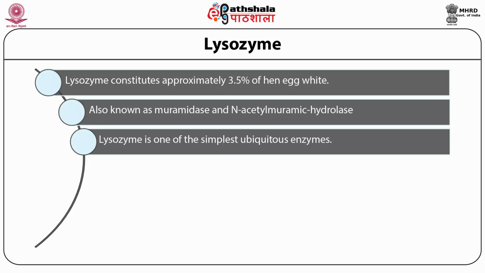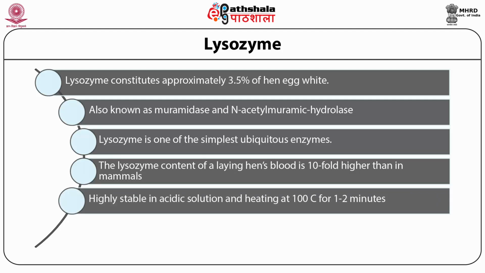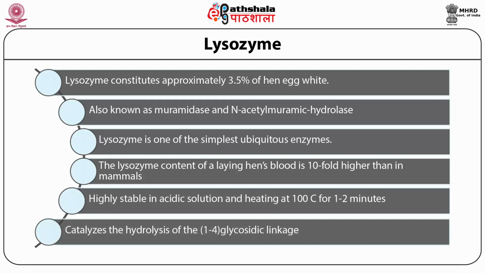Lysozyme is one of the simplest ubiquitous enzymes. It has also been isolated from some plants, bacteria, and bacteriophages. The chicken egg white is a rich and easily available source of lysozyme. The lysozyme in the egg white of a laying hen binds to ovomucin, ovotransferrin, or ovalbumin. Moreover, it is highly stable in acidic conditions and to heating at about 100 degrees centigrade for 1 to 2 minutes.